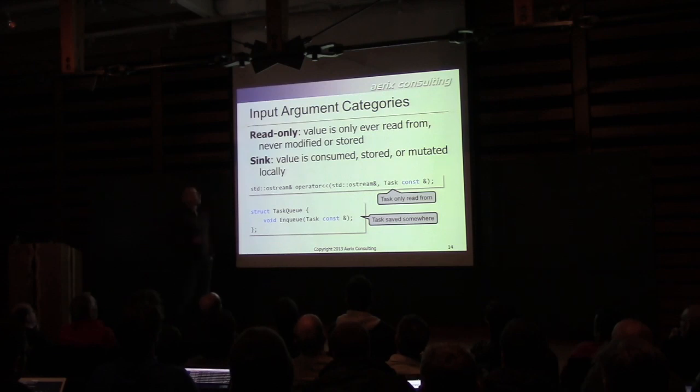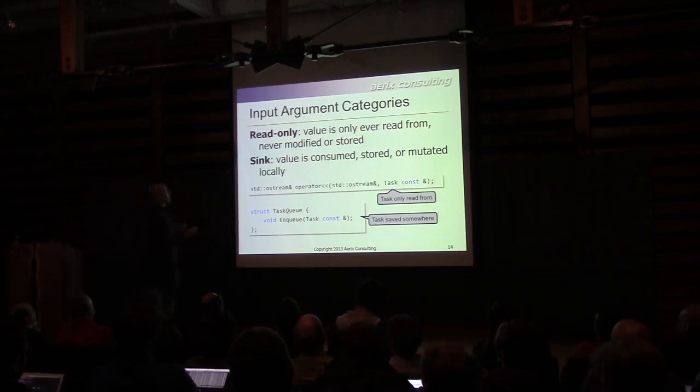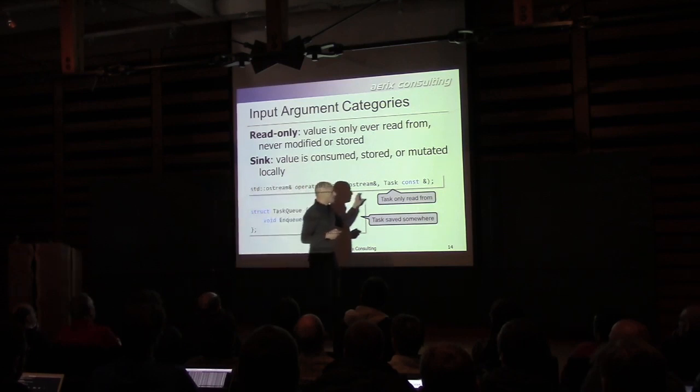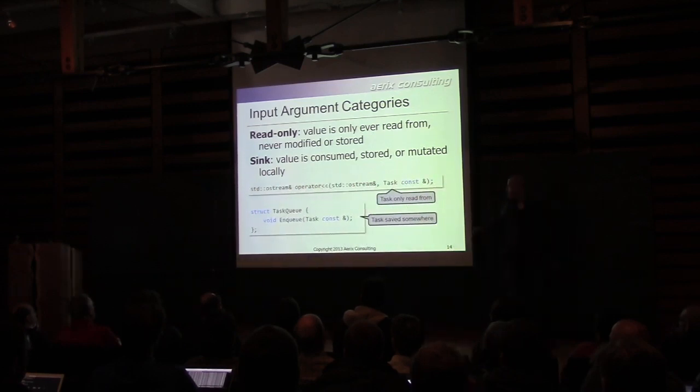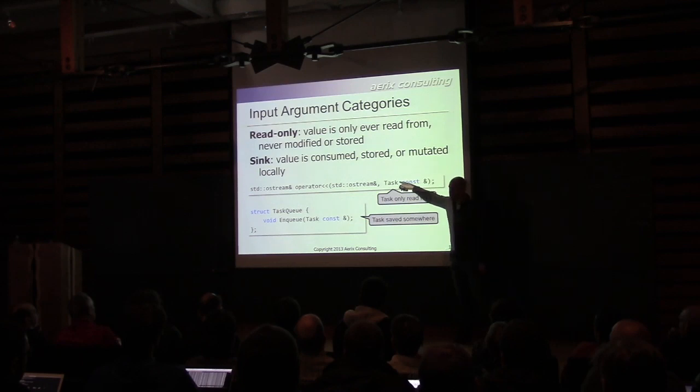Let's talk about input categories, and let's break it down into read-only and sink. A read-only input parameter to a function is something that you only read from. You never modify it locally in the function. You never store it anywhere or anything. You just read from it. And a sink is a value that's consumed, stored, or mutated while that function executes. A good example of a read-only would be an ostream inserter. Hopefully, you only ever read from stuff when you're writing an ostream inserter.